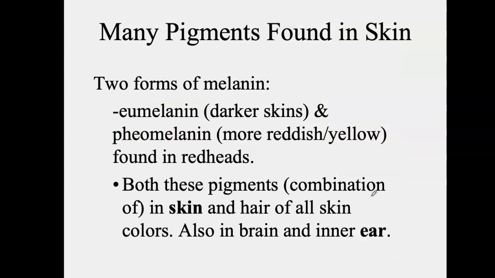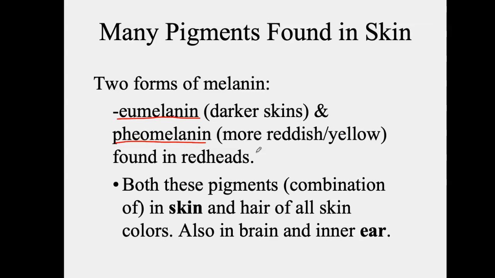There are many pigments that are found in the skin. There's 2 forms of melanin. Okay, it's not just one thing. It's eumelanin and pheomelanin. So eumelanin is more predominant in darker skins, and pheomelanin is a more reddish, yellow color. It's found a lot in redheads. So we all have a combination of these, but some individuals have way more of one of the pigments, making their skin color in a different way.